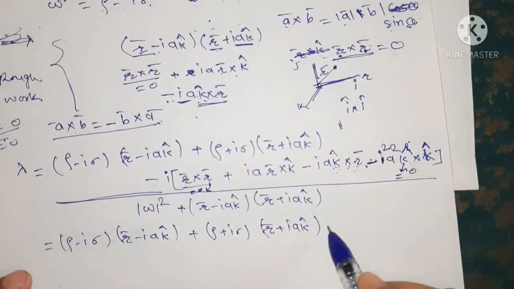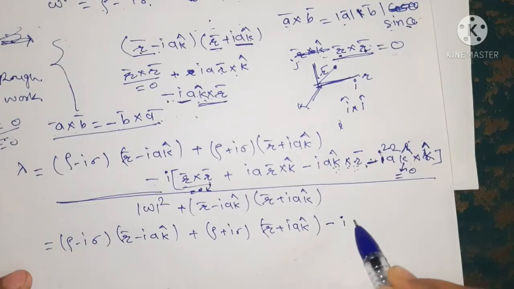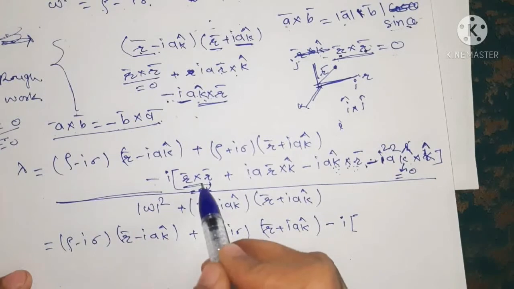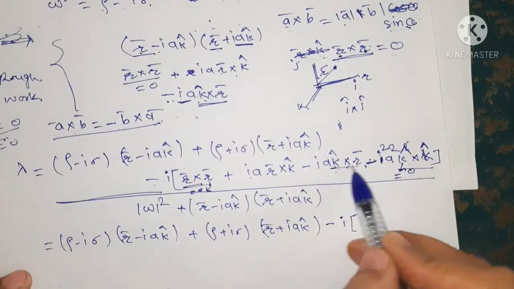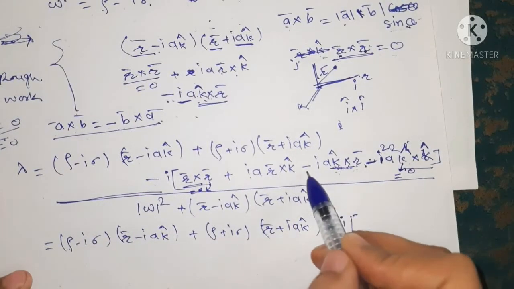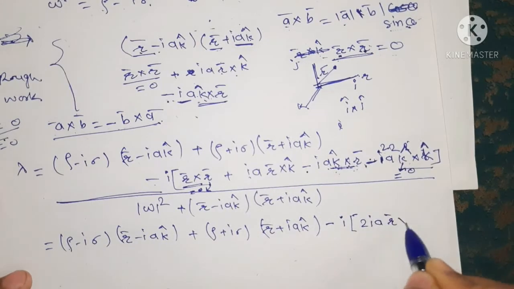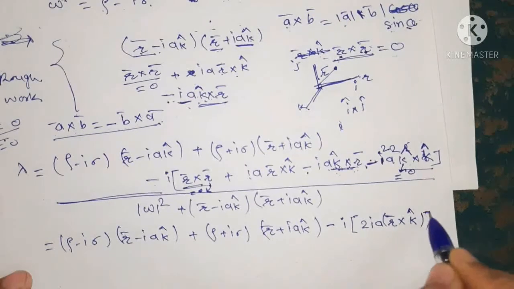and here it is minus I. In the bracket, this term will be 0, this term will be 0, and when we interchange, it is a plus sign here. So I a plus I a is twice I a, r bar cross k cap. Okay, so this is our term here.